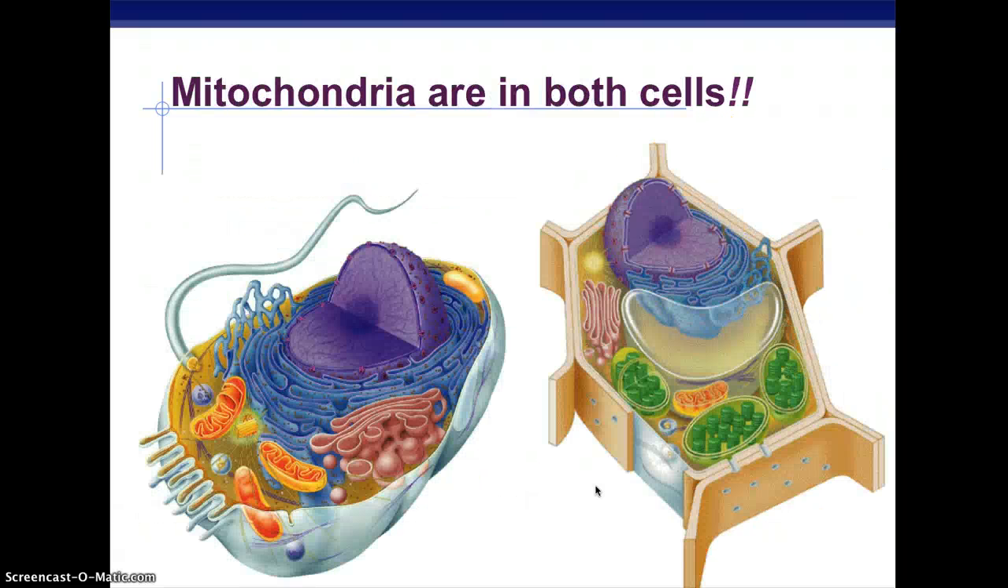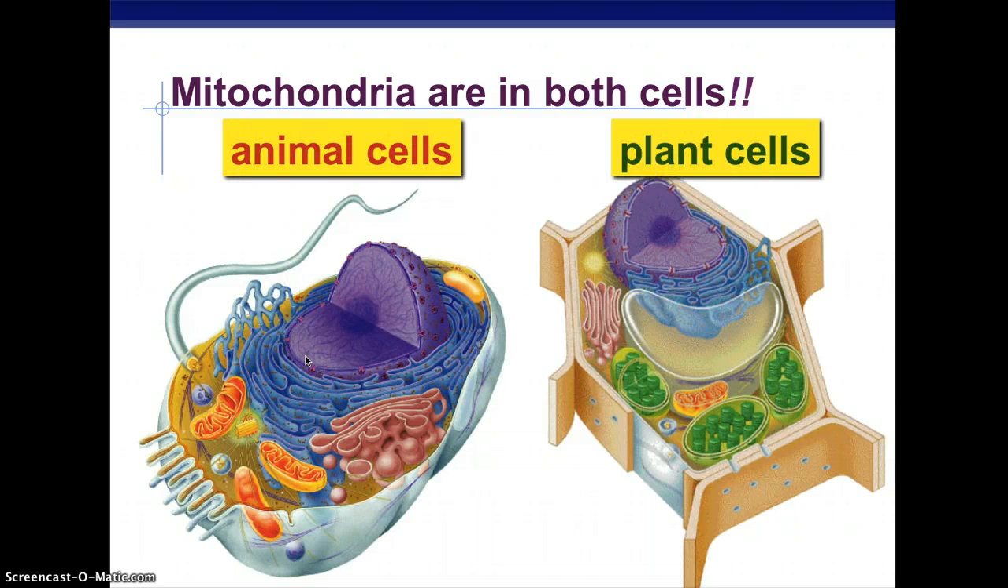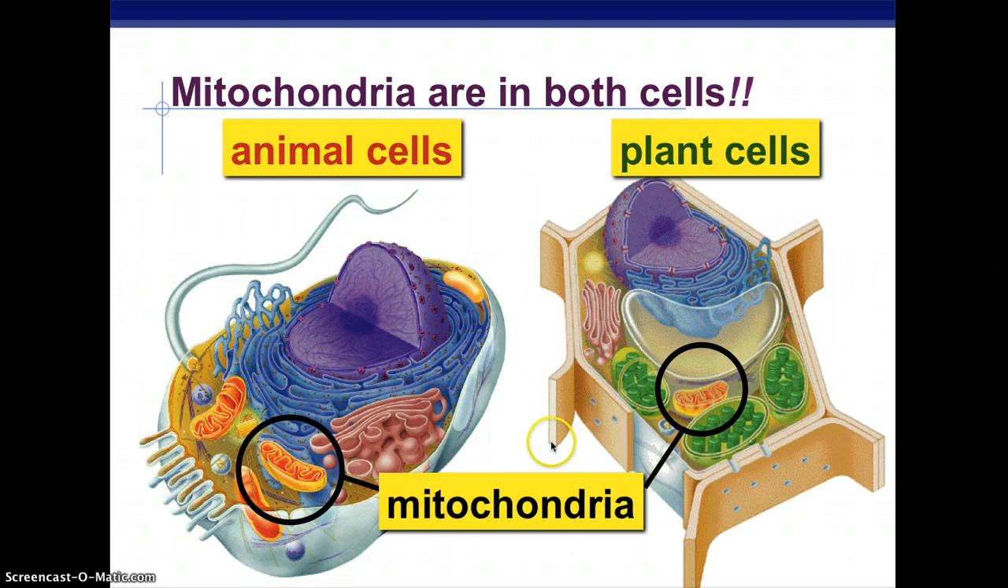So mitochondria are in both cell types. We have an animal cell over here, and we have a plant cell over here. Animal cell has mitochondria, so do plants. A common misconception that I have seen students have is they think that mitochondria are in animals only, but no, plants have mitochondria too, as well as their chloroplasts.